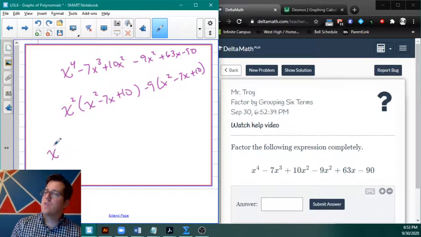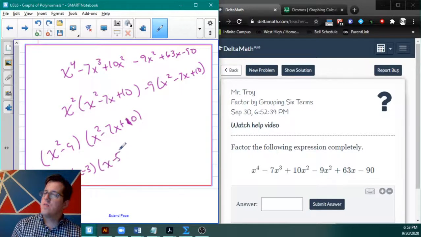Okay, so we've got x squared minus 9. And I know how that factors: x plus 3 times x minus 3. And then we've got x squared minus 7x plus 10. That's an absolutely crazy 10 there. There we go. X minus 5 times x minus 2.